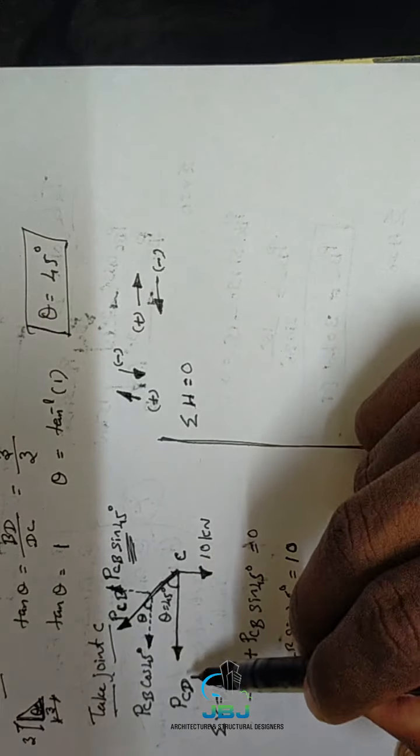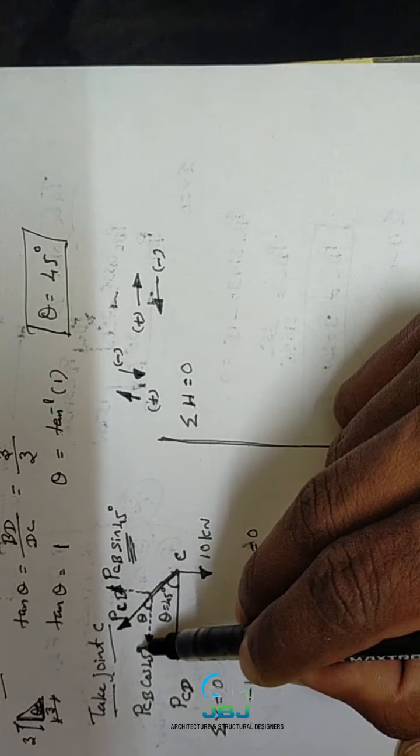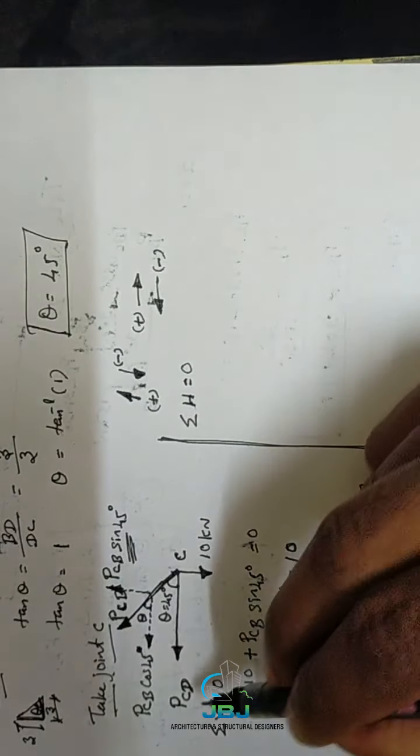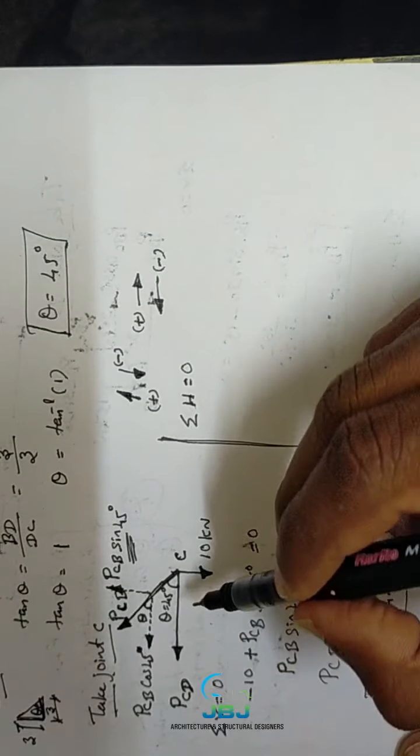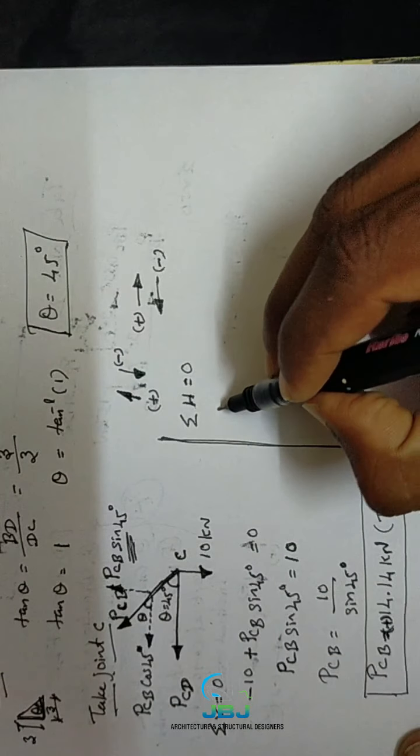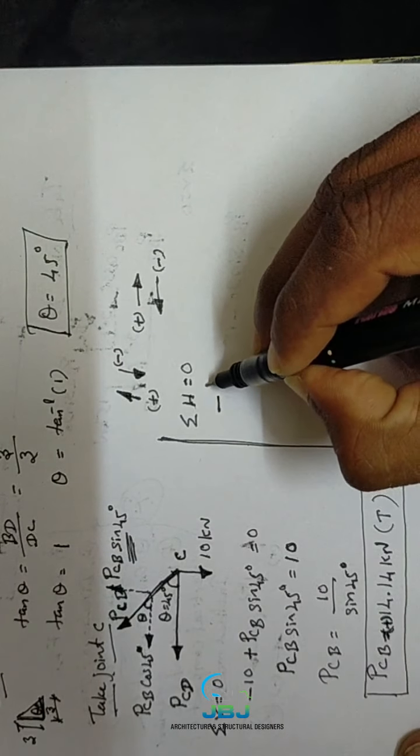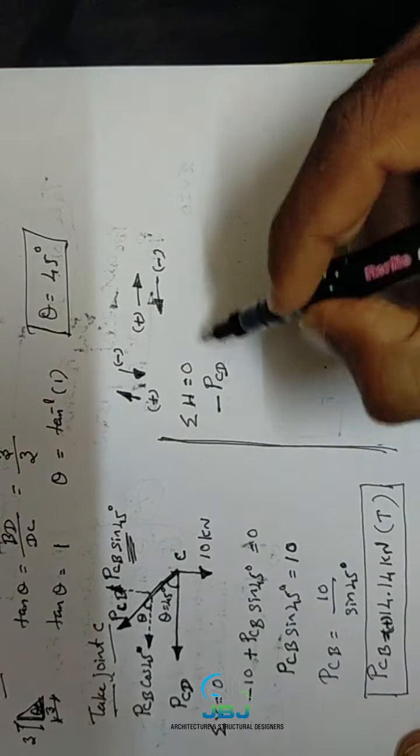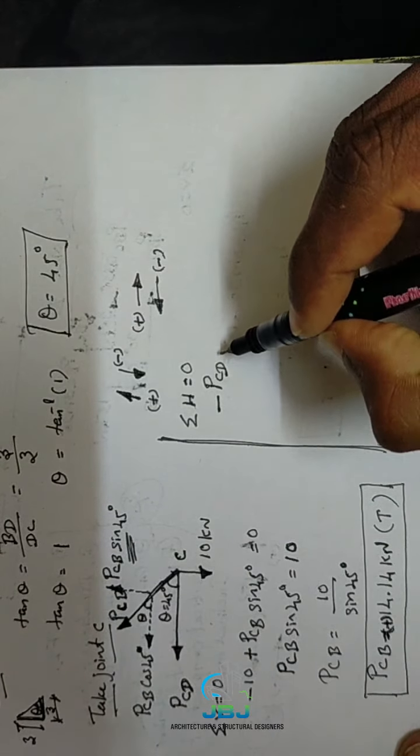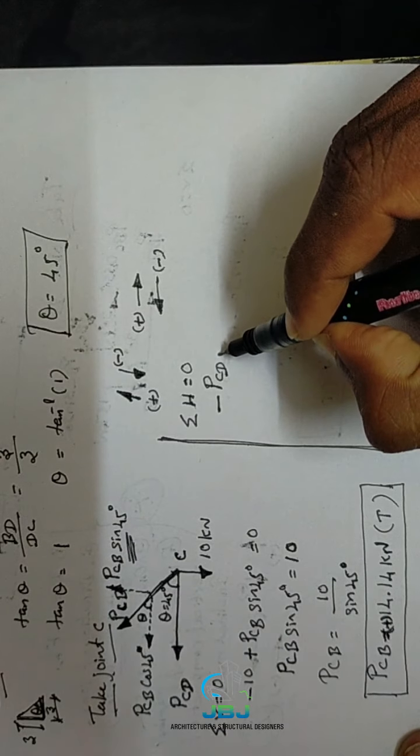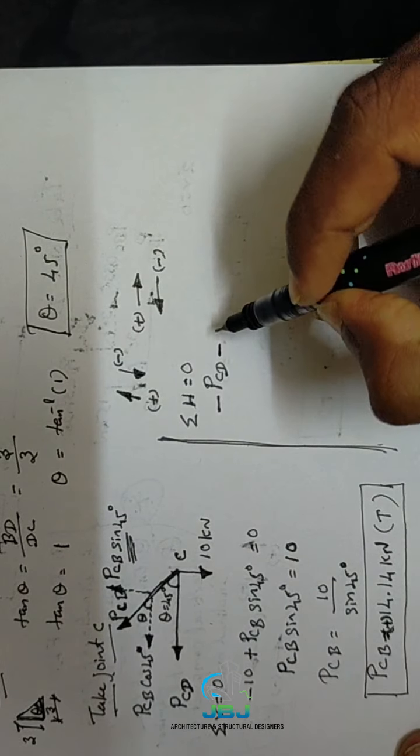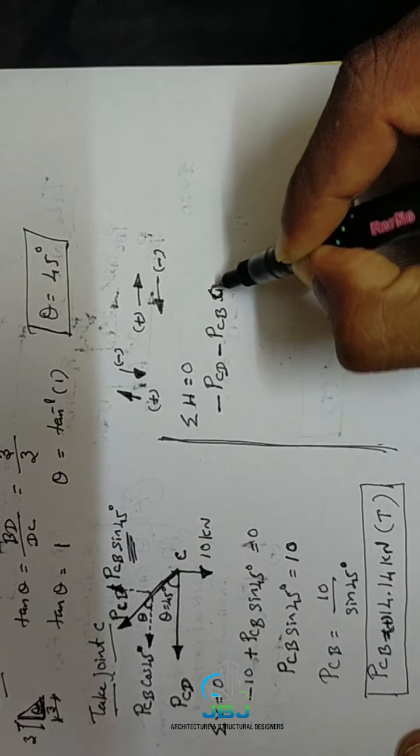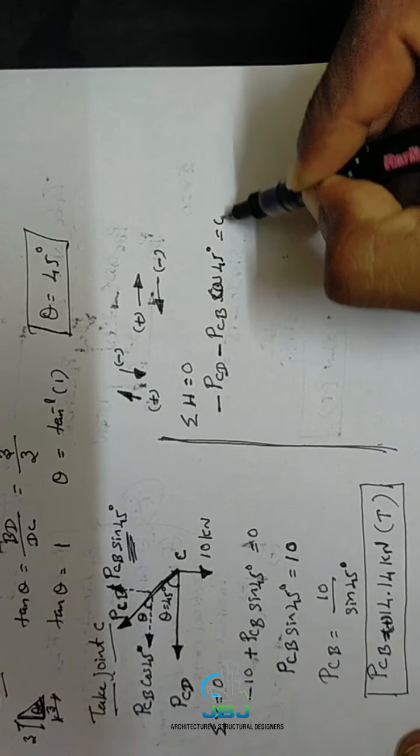Then at the same time, you should take care about the sign convention. Here the PCD member is acting towards the left direction, so at that time you must put negative sign, negative PCD. Here one more horizontal component is there, that's also acting towards the left direction. So here and here you can put the negative sign. So minus PCB cos 45 degree equal to 0.